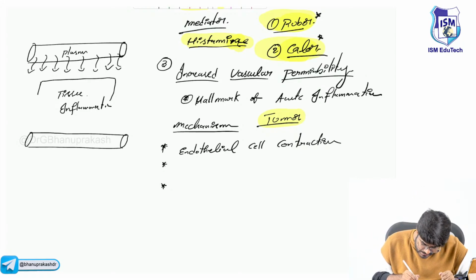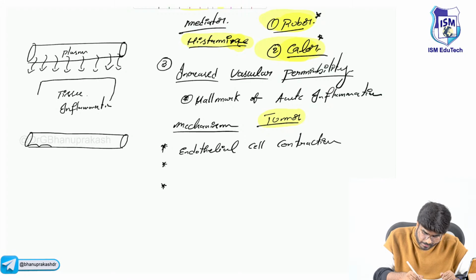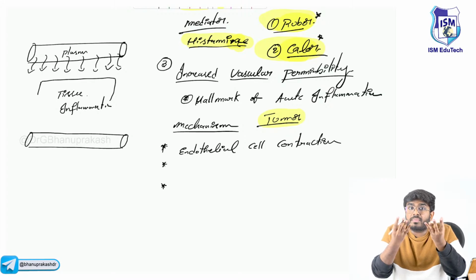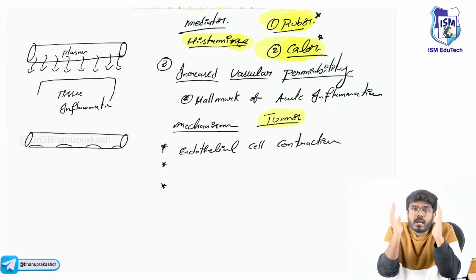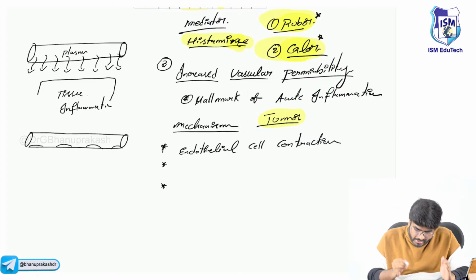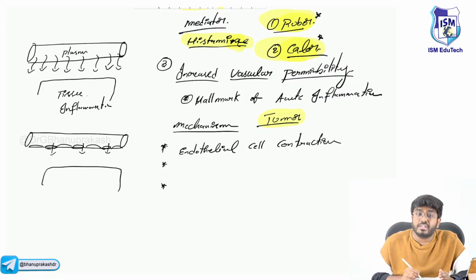Now normally this is how the endothelial cells are. For example, see, these are the normal endothelial cells. Now in inflammation, because of certain mediators coming from the inflamed area, see what is happening to the endothelial cells? The endothelial cells are contracting. When they contract, what happens to the space? Now there is extra space. Through these gaps, fluid is entering into the tissue.